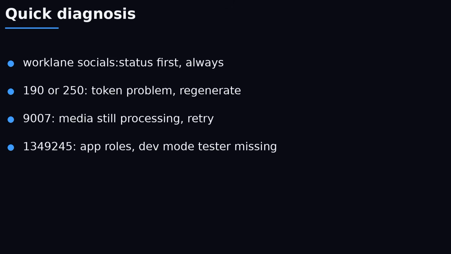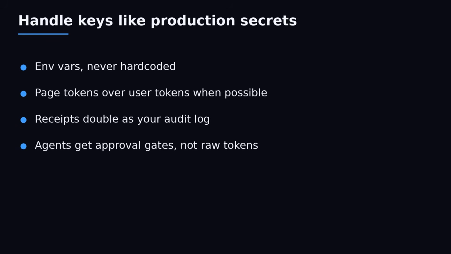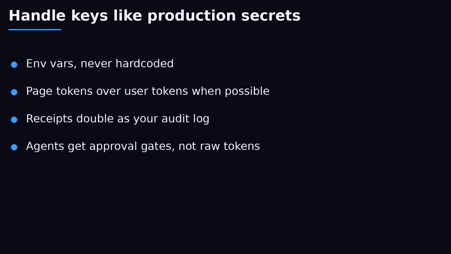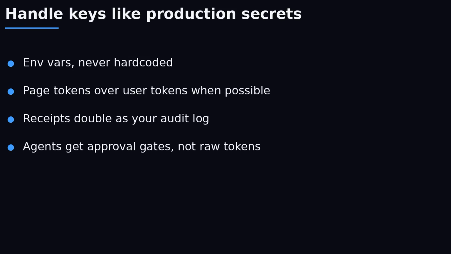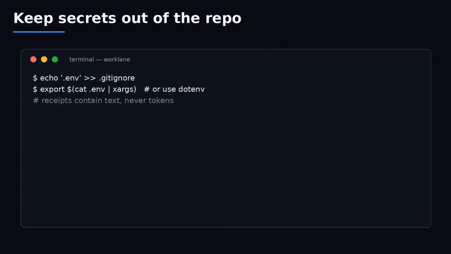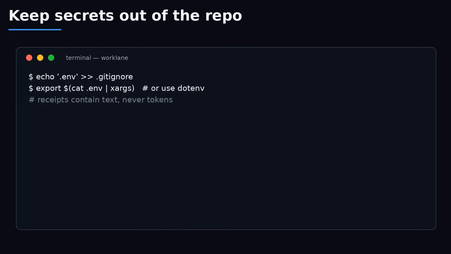A quick word on security. Keep every key in environment variables or a .env file, never in code, and git ignore that file. On Facebook, prefer page tokens over long-lived user tokens, they are scoped to the page. Receipts intentionally contain what was posted and where, never your tokens, so they are safe to keep as an audit log. And in WorkLane, agents do not get raw tokens. They get tools behind approval gates, so a prompt injection cannot silently post to your audience.